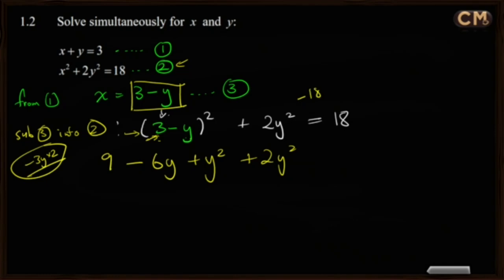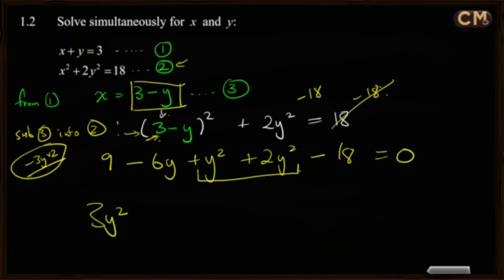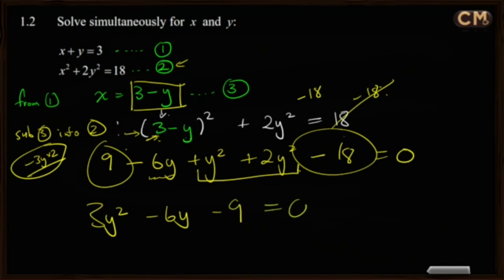Then we can of course subtract 18 from both sides to transpose that 18. We'll have everything equal to 0. So, like term collection time, that's going to be 3y squared. Then we'll have minus 6y. And of course 9 minus 18 is minus 9. That's all equal to 0. Dividing everything by 3. Let's see if we can do something over here.